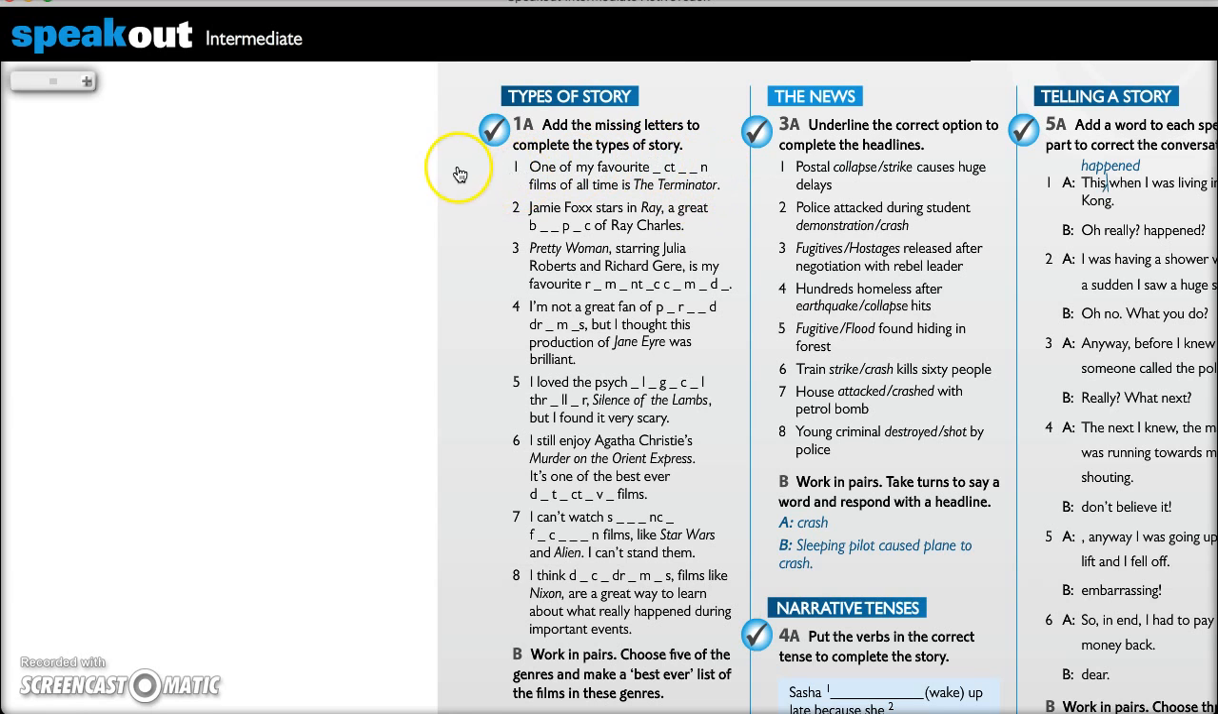The first one is action. One of my favorite action films of all times is The Terminator. You will find that you have to complete a full word in the platform. Remember, the words are psychological thriller, period drama, romantic comedy, detective movies or such, science fiction, docudramas, etc.